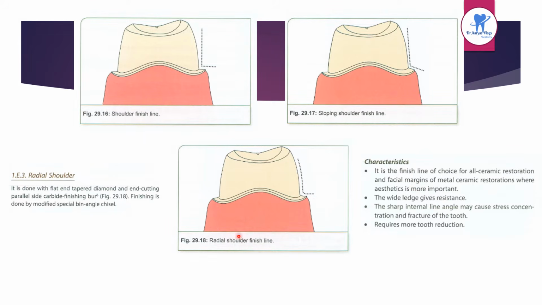So the shoulder is the finish line of choice for all ceramic restorations and facial margins of metal ceramic restorations where aesthetics is more of a concern. The wide ledge gives resistance. The sharp internal line angle may cause stress concentration and fracture of the tooth, and it requires more tooth reduction.